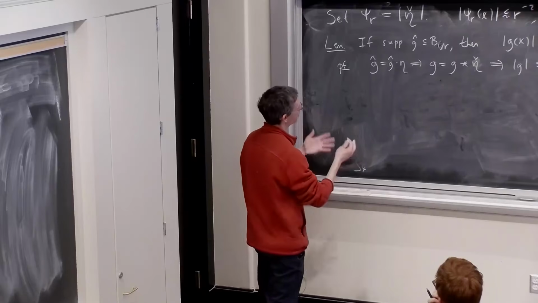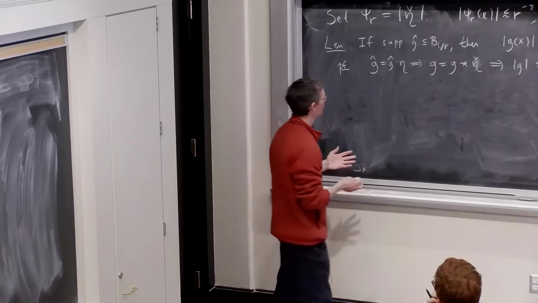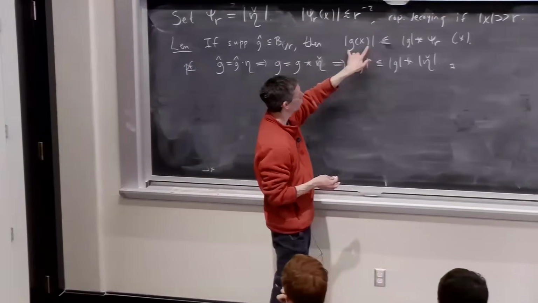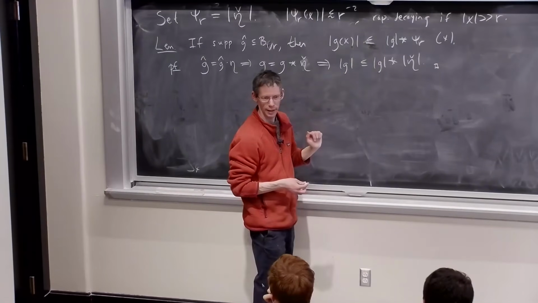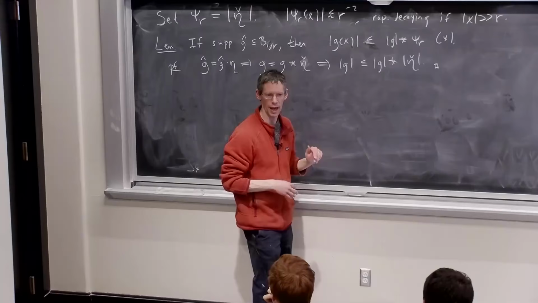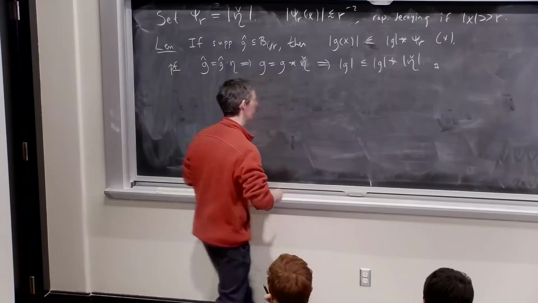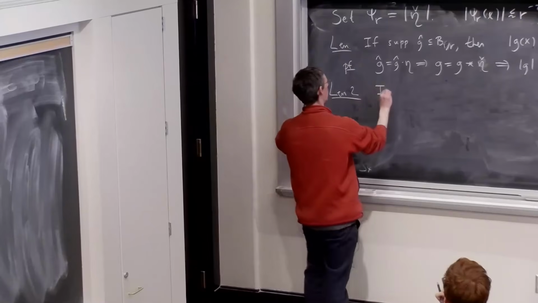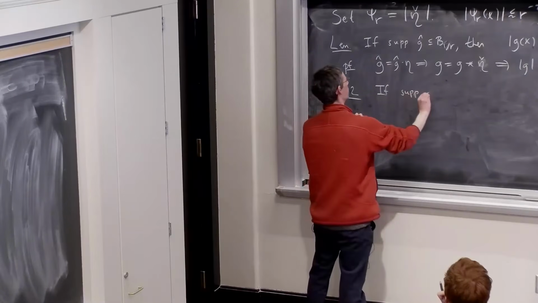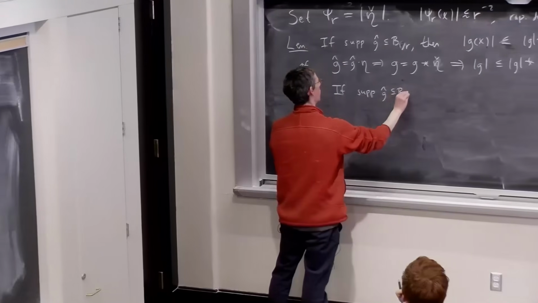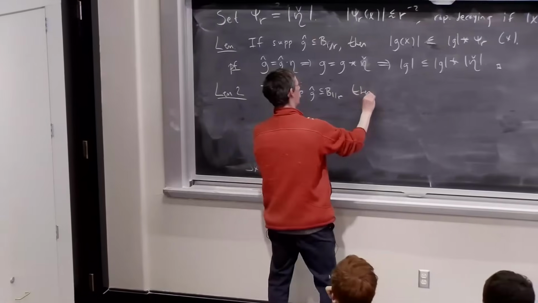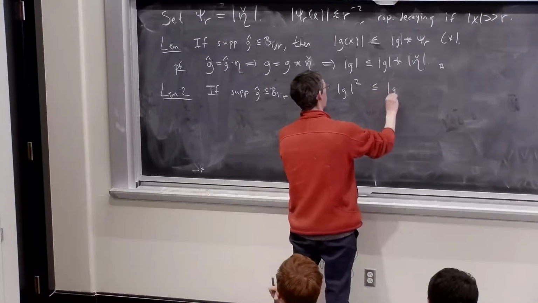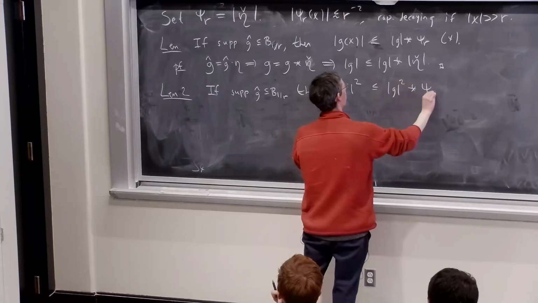And since we're going to eventually be thinking about L2 norms, it is helpful to have a tiny variant of this lemma where we have the norm of g squared instead of the norm of g. And it's convenient to prove it ahead of time instead of in the middle of what's coming. So lemma 2: if the support of g hat is contained in the ball of radius 1 over r, then the norm of g squared is bounded by the norm of g squared convolved with psi r.